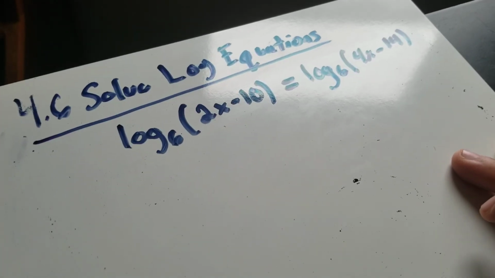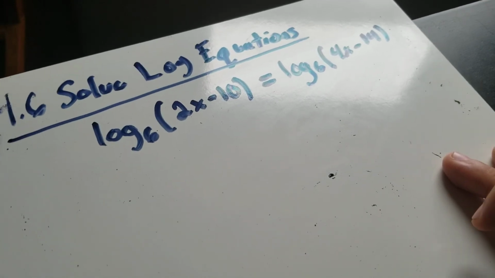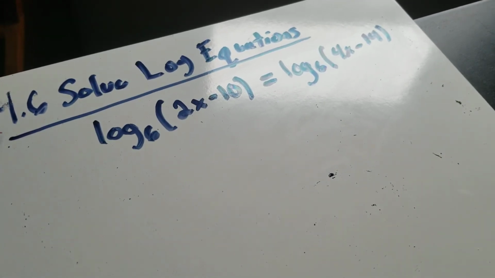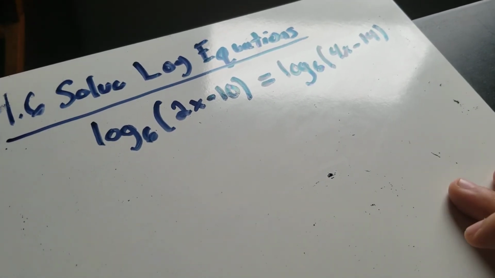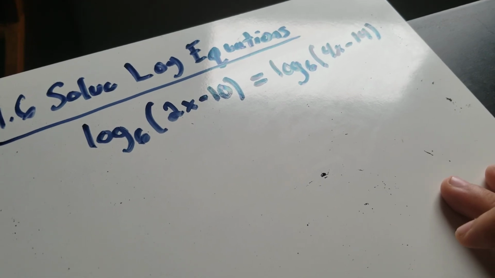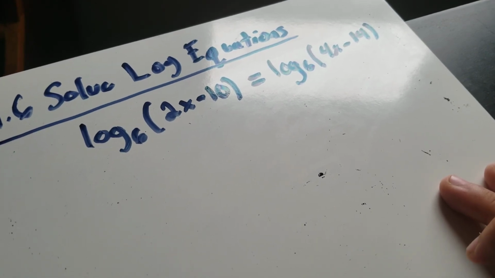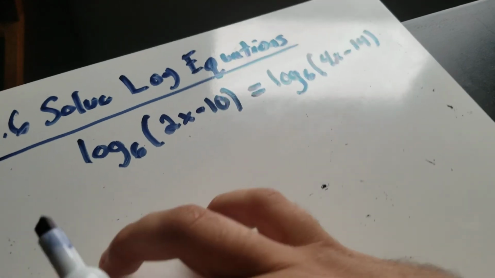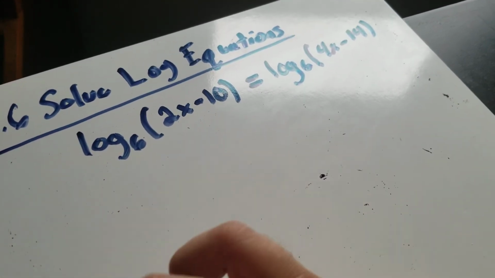All right, with editing magic, we're on the next one already. You could pause to write it down. Log base 6, 2x minus 10 equals log base 6, 4x minus 14. I'll write down the steps in the post, but let's just talk about the steps.